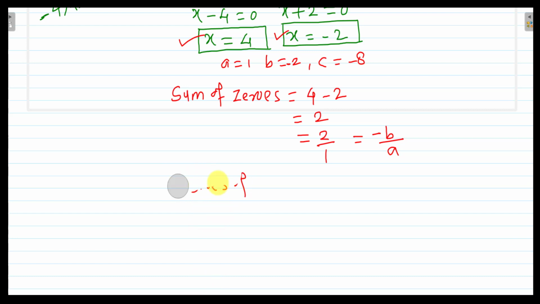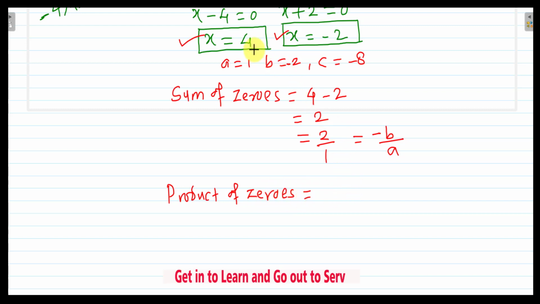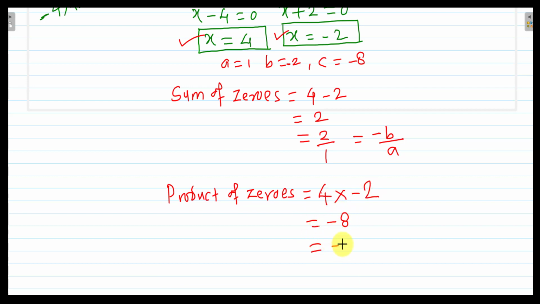Now we will find the product of the zeros. That is equal to, the two zeros are 4 and minus 2, so its product will be 4 times minus 2, which is equal to minus 8. This we can write as minus 8 upon 1. What is minus 8? Minus 8 is c, so that is equal to c upon a. 1 is what? 1 is a. So we get the product of the zeros is equal to c upon a.